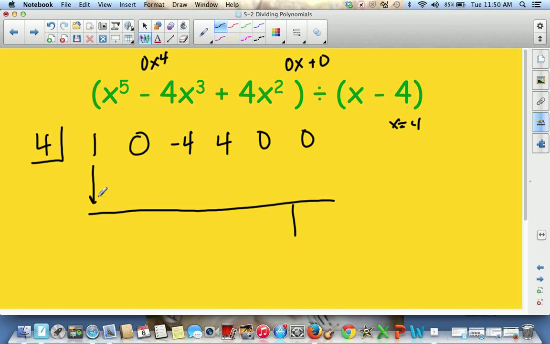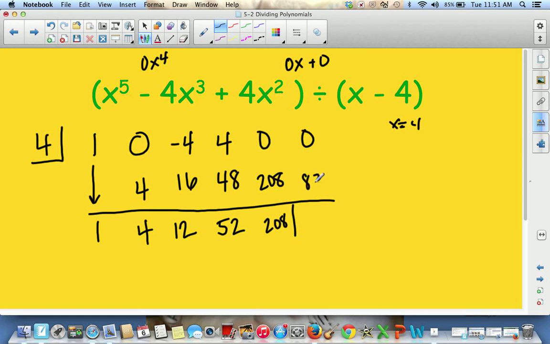So we're going to drop down the 1. 1 times 4 is 4. Add those together. That's 4. 4 times 4 is 16, and we get 12. 4 times 12 is 48. And then we get 52. 4 times 52 is 208. And 4 times 208 is 832. Add these together. So now we do have a remainder, and I'll show you how to write a remainder here in a second.